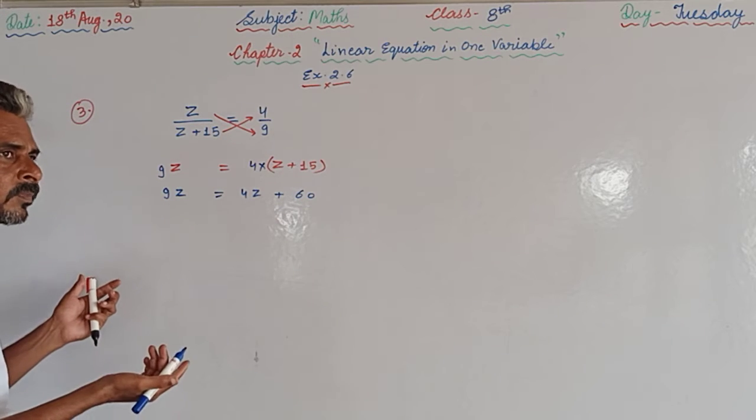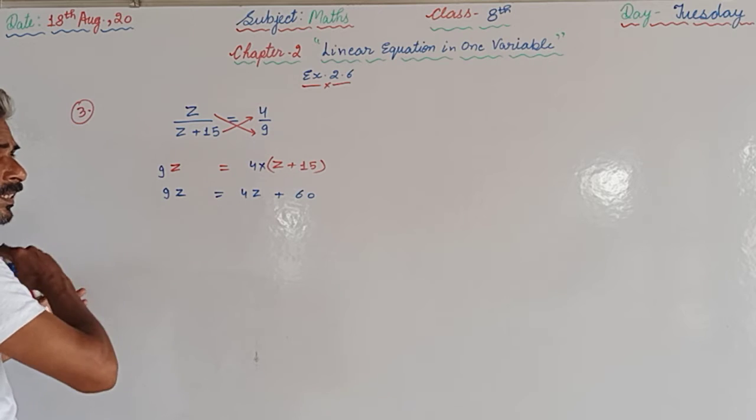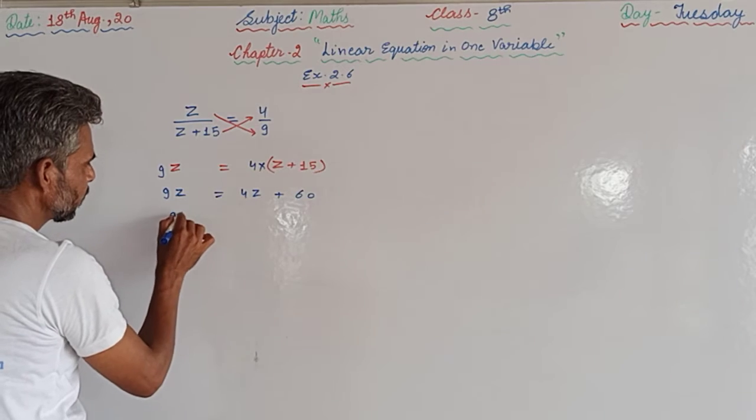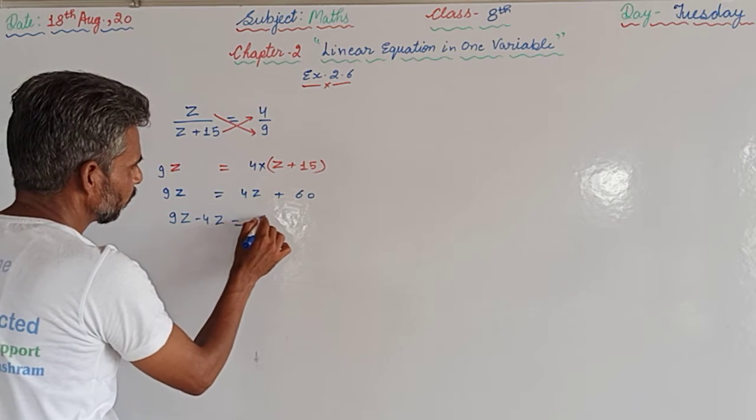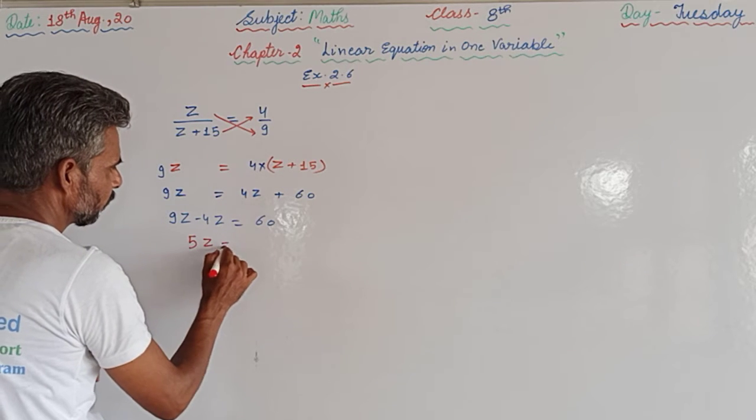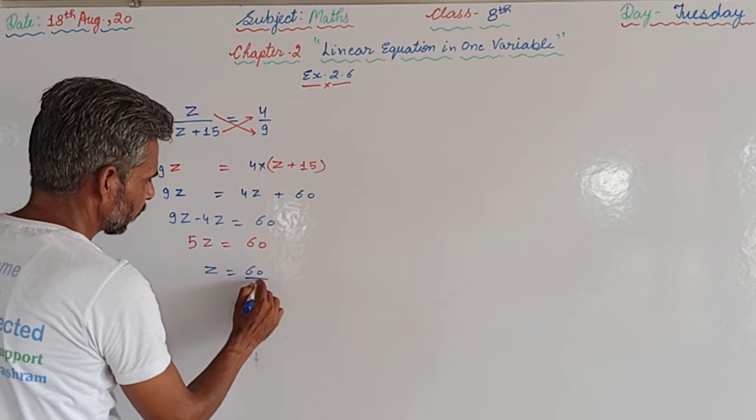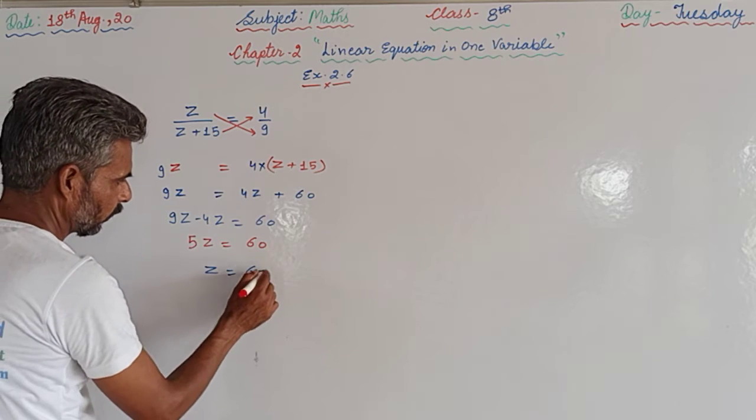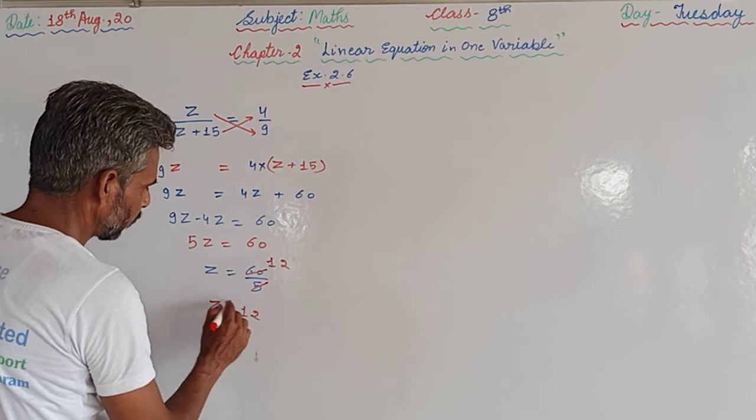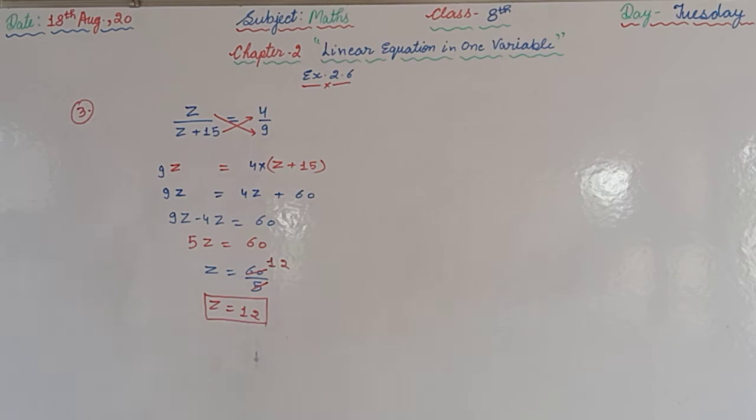Now we will arrange the terms which are including the variables on the one side and the remaining terms on the other side. So 4z will come this side and 9z minus 4z will be equals to 60. 9z minus 4z, that is 5z, will be equals to 60, and hence z is equals to 60 divided by 5, and 5 12s are 60, and z will be equals to 12. That is the answer of this question.